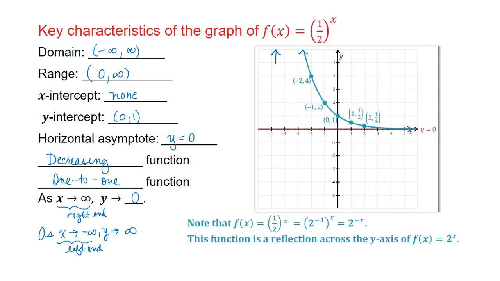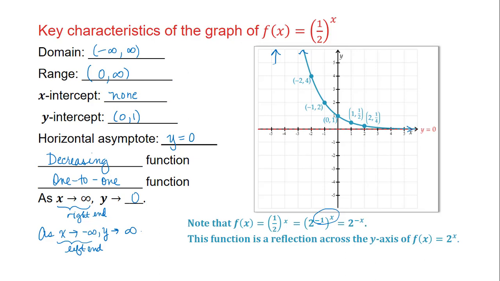And I want you to also recognize that the graph of 1/2 to the x is a reflection across the y-axis of f of x equals 2 to the x. And we can see that because we can rewrite 1/2, that is that base, as 2 to the negative 1, all raised to the x. And remember rules of exponents. When you have an exponential expression raised to another exponent, you can multiply those exponents. So 2 to the negative 1 all to the x is actually equivalent to 2 to the negative x.